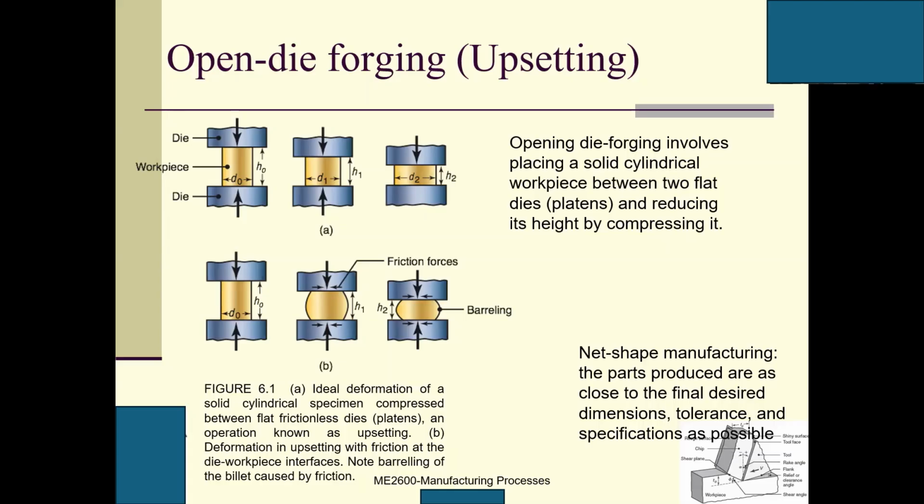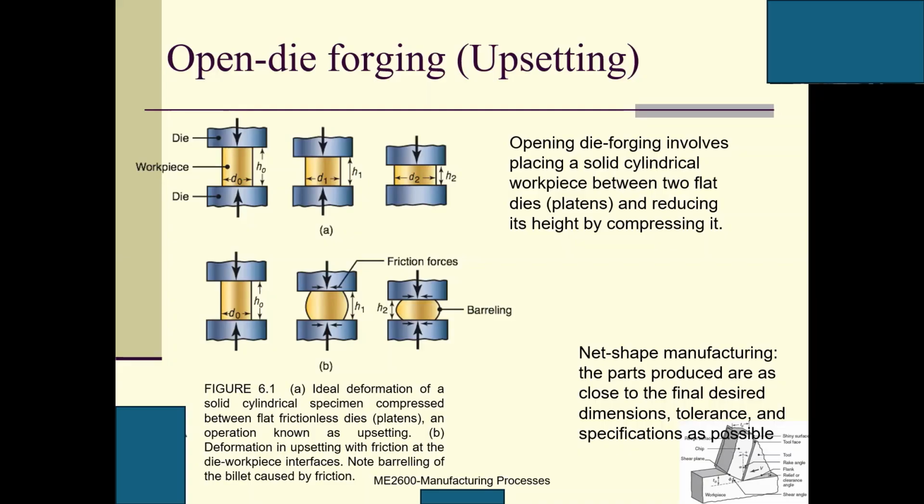So here, can you see the difference between this one and this one? For this one, we just neglect the friction between the surface of this die and the top surface of the blank, the workpiece. However, if we assume there is friction, it will have this effect. We call this barreling. This is another concept I want you to know.